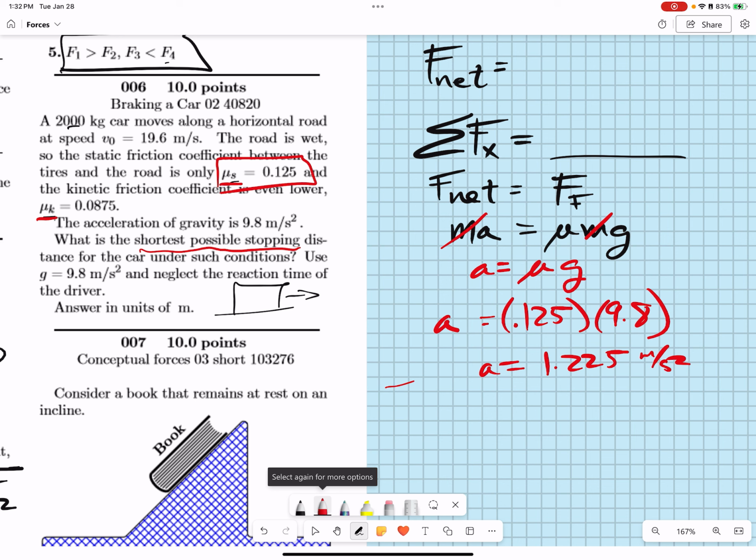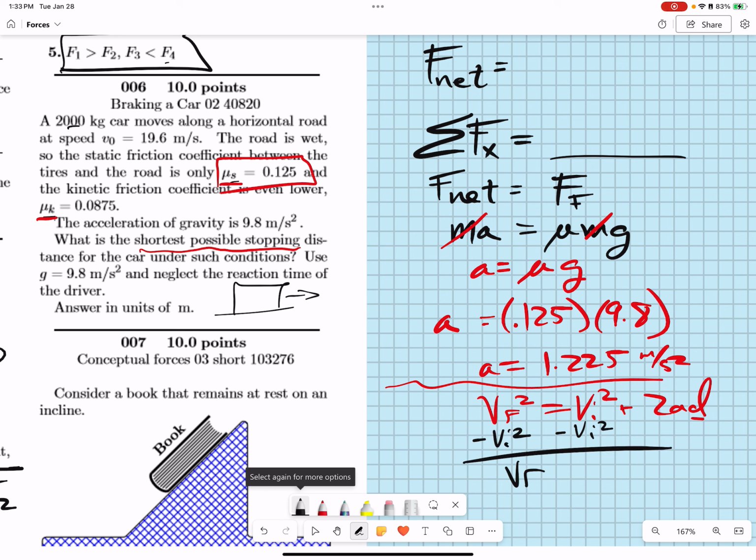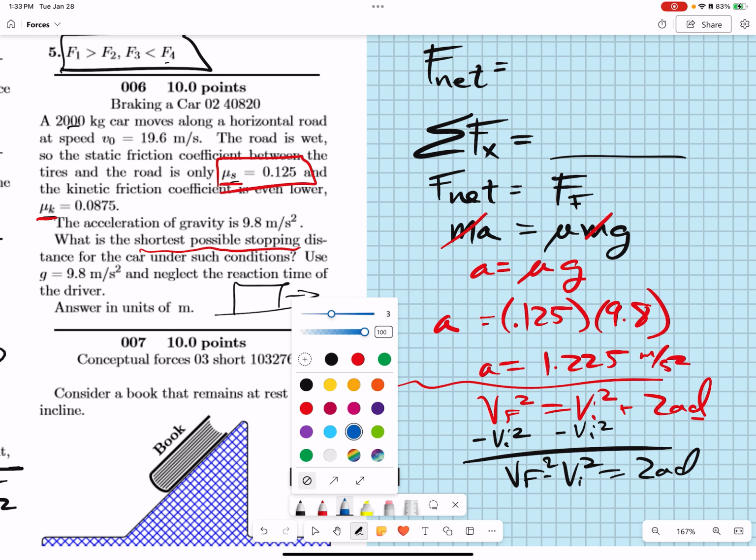Well, now we're going to say hello to our old friend, the VF squared equation. And we are going to solve for the displacement, how far it traveled. So we're going to subtract VI squared from both sides. So I have VF squared minus VI squared is equal to 2AD. And then I'm going to divide both sides by 2A.